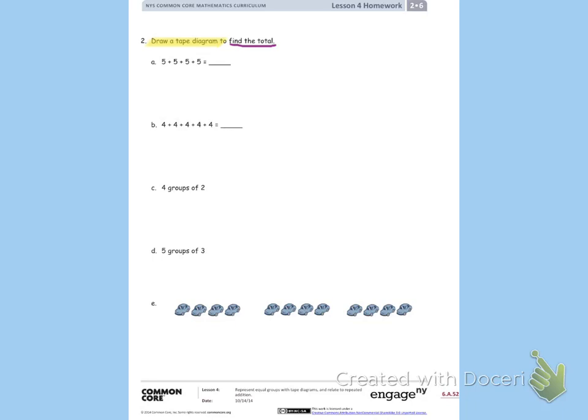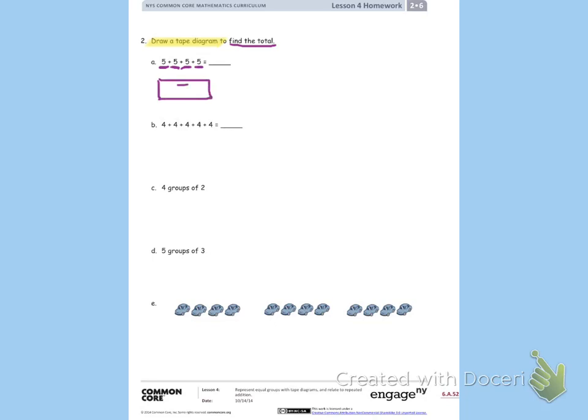In item A, you can see the repeated addition sentence. It'll give me a clue. The clue that it will give me is how many groups to include in the tape diagram, or how many segments. So let's take a look. Here's one group of 5, 2 groups of 5, 3 groups of 5, 4 groups of 5. So now I'll draw that.